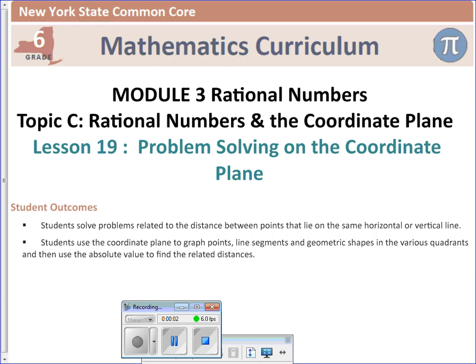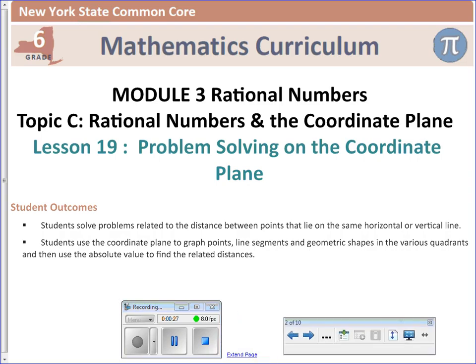This is our very last lesson for Module 3. Yay! So today is Module 3, Lesson 19, Problem Solving on the Coordinate Plane. Today, really nothing new in terms of procedures or computations. We're just going to look at applying what we've already learned and taking it to the next step. And tomorrow's activity is actually going to reinforce today's lesson. And you get to glue stuff.